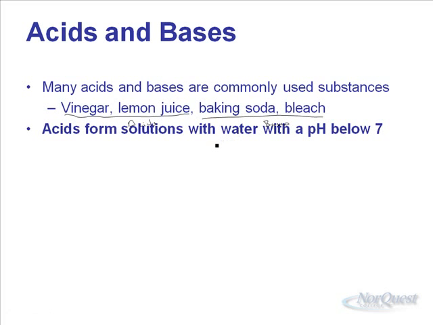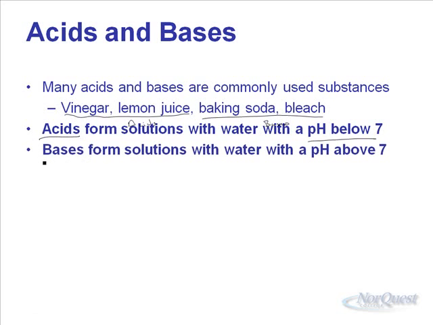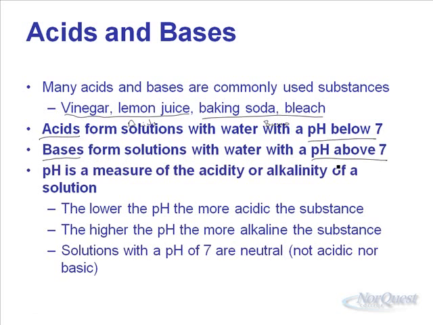Acids form solutions with water with a pH below 7. So when we're measuring a pH below 7, those are acids. Bases, when you dissolve them in water, have a pH above 7. pH is also a measure of the acidity or alkalinity. Alkalinity is another word for basicity, or basicness. The lower the pH, the more acidic the substance. The higher the pH, the more alkaline the substance. So something with a pH of 2 is much more acidic than something with a pH of, say, 6.